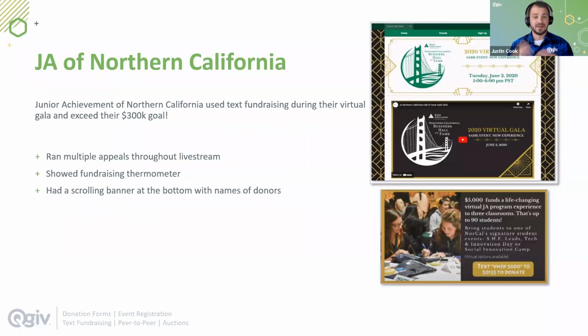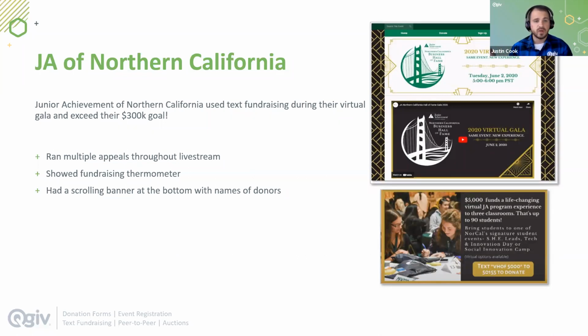Another great example, another one of my favorites, is Junior Achievement of Northern California. So Junior Achievement was running a virtual gala and had an auction event with this as well, which also included Fund a Need here. And they not only reached, but exceeded their $300,000 goal. So what did they do here? One of the best examples here is that they did include their text keyword onto the site that they had with Qgiv, so that provides high visibility and to get donations to that as well.